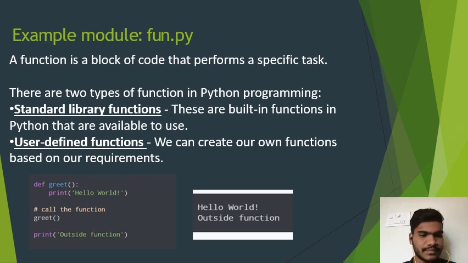For example, def greet. Here, def is the keyword used to define a function. You define a user-defined function, and greet is a user-defined function. Under the function, we use print hello. Then we call the function greet, which prints outside the function.